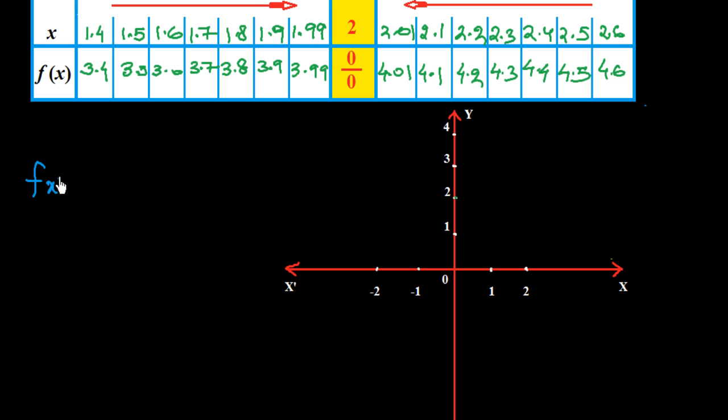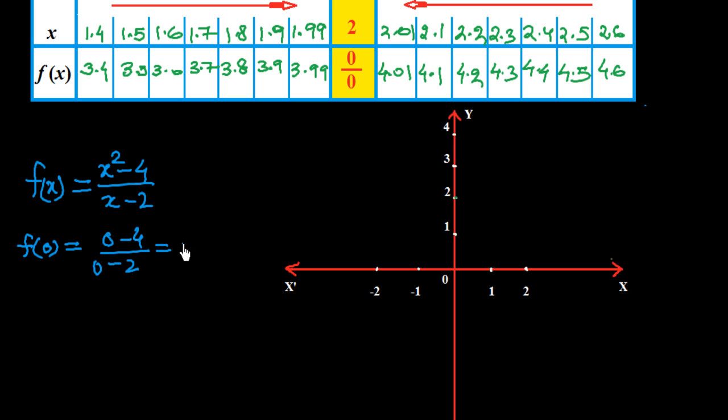Now we see how to make the graph of this limit, how it's expressed on the graph. So we know that f of x is equal to (x square minus 4) over (x minus 2). Here, if I put x is equal to 0, then see what happens. 0 minus 4 over 0 minus 2, that is 2. So at x is equal to 0, y is equal to 2.